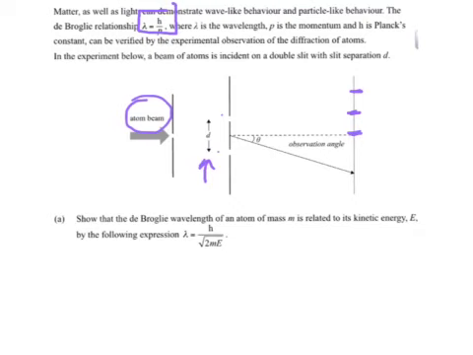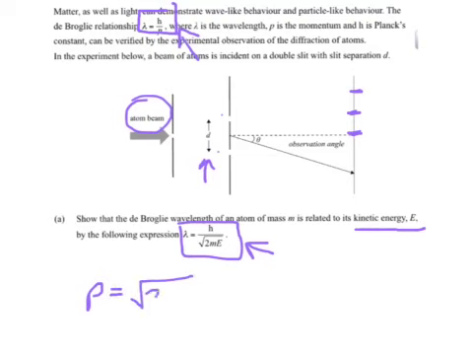Question A says, show that the de Broglie wavelength of an atom of mass m is related to its kinetic energy, that's important, by the following expression here. So this is what we're aiming for. It's a mathematical type question. Where does it come from? Lambda equals h over square root 2me. It looks very similar to the equation up the top that they've given you. The only difference is that they've arrived at p being equal to square root 2me from somewhere. So where did that somewhere come from?